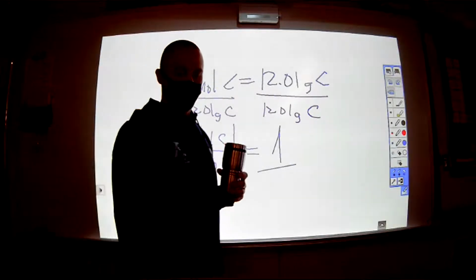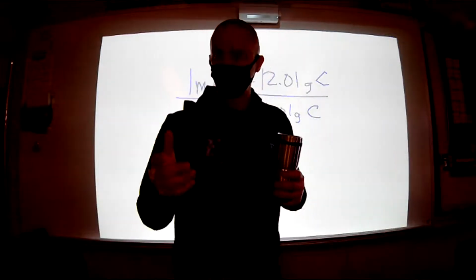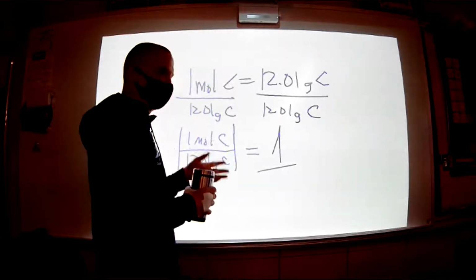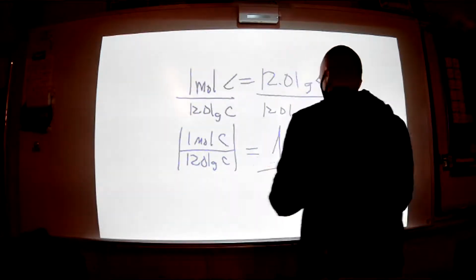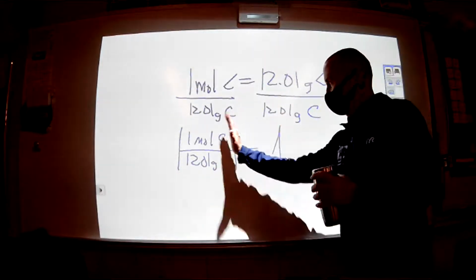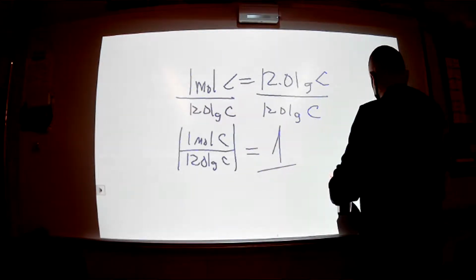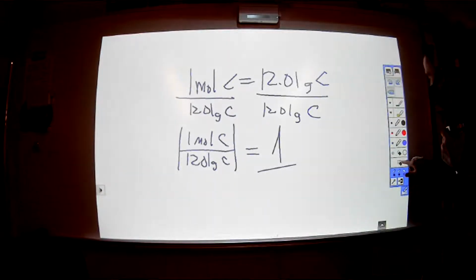As I like to say, if you're a female, it would be this girl's 1 in disguise, or 1 in disguise if you're a male student. So I'm just going to take 1 written as 1 mole over 12.01 grams. That's what we're going to do. That's what we're going to hope to do.